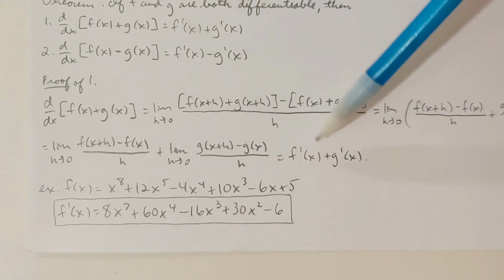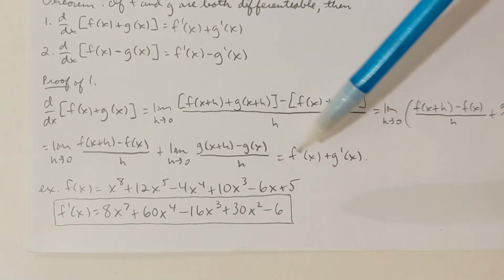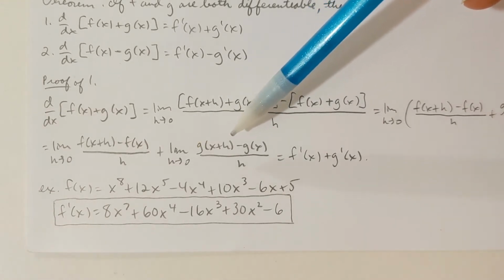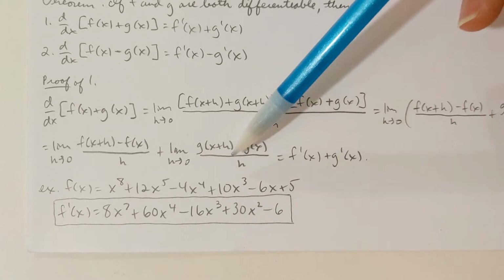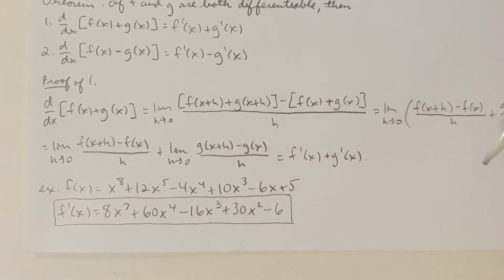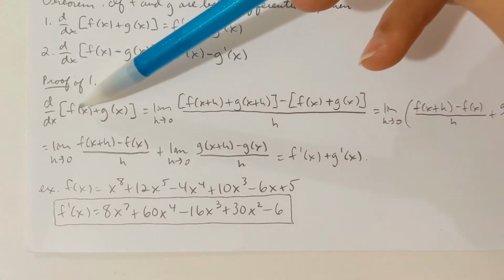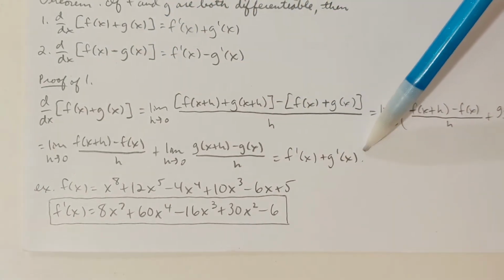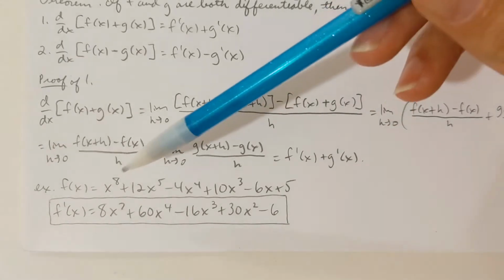that would be by definition how we define f prime of x. The limit as h approaches 0 of g of x plus h minus g of x all over h, that would be by definition how we define g prime of x. And that's what I had to get to, right? I had to show that the derivative of f of x plus g of x is the derivative of f of x plus the derivative of g of x. Okay, so here's an example.